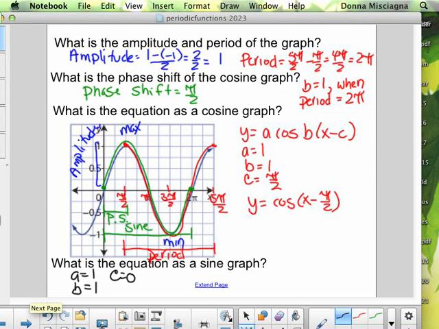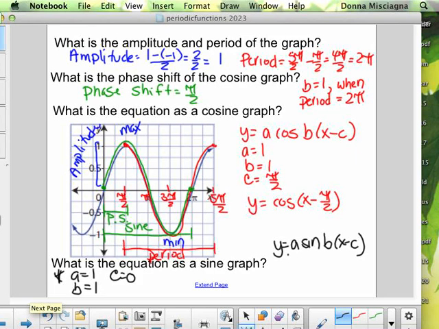So what's the equation of the sine graph? Same format, y, except it's sine instead of cosine. Y equals A sine of b times x minus c. Well, A is 1. Actually, I wrote it over here. I won't write it again. A is 1, B is 1, and C is 0. We don't need to plug in 1 for A.